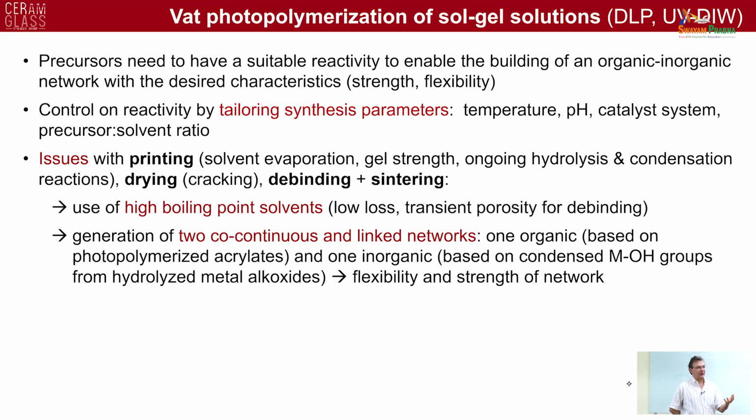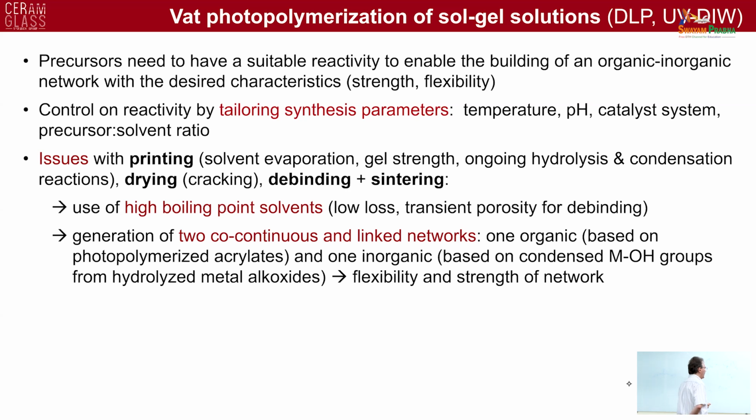And then, of course, you have to eliminate the organics. If you do photopolymerization, you certainly have organics in there, and you need to sinter. In our approach, we decided to use high boiling point solvents instead of conventional solvents like alcohols for the sol-gel system, because in this way we have low evaporation during printing, and we generate some transient porosity for debinding.